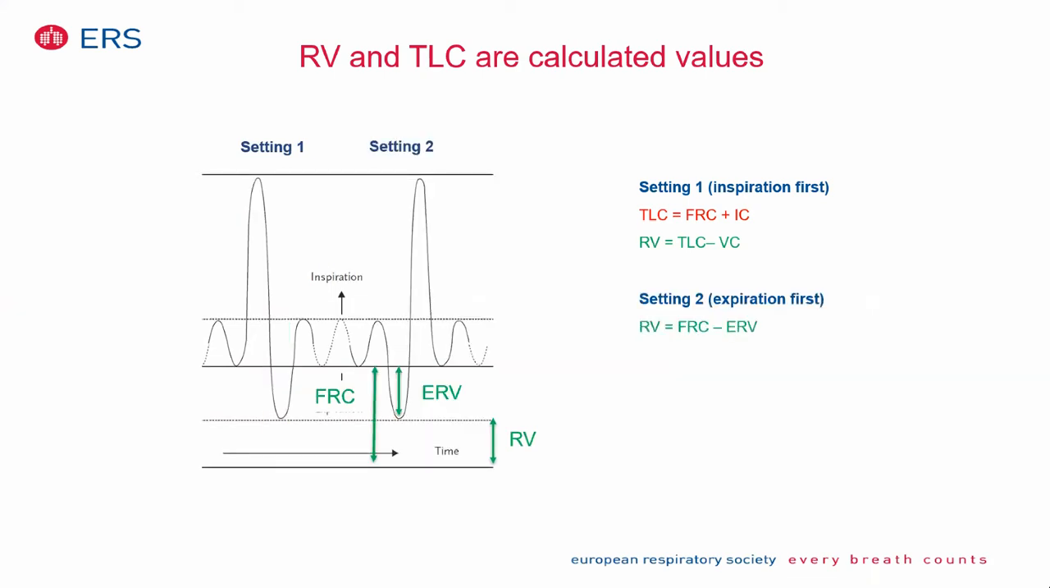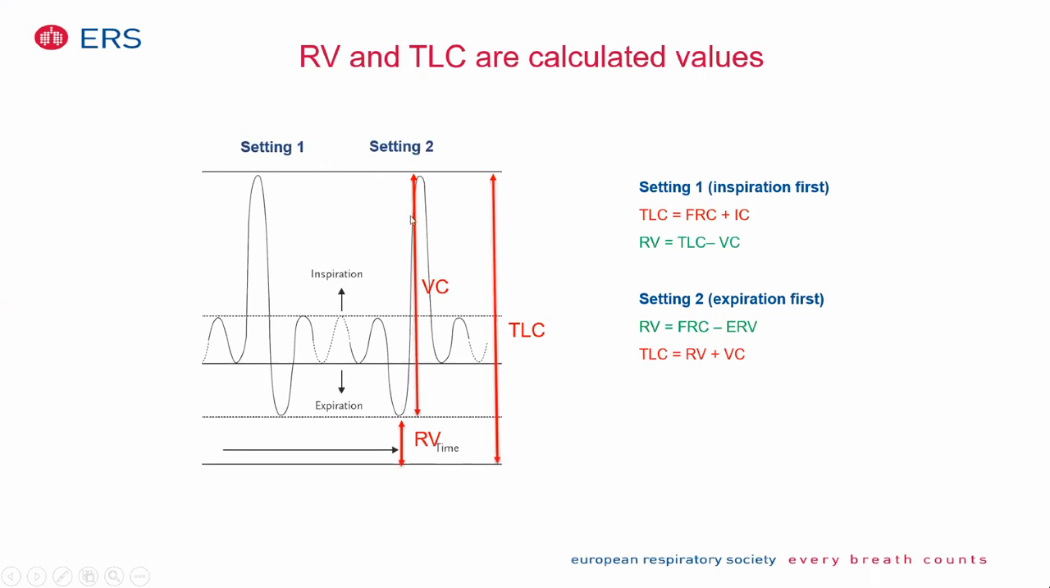If you have the other setting of your body where you first have an expiration and then a large inspiration, the first measurement will be FRC minus the expiratory reserve volume. That gives you the residual volume. And the second one is the total lung capacity, that's calculated by adding the inspiratory vital capacity.